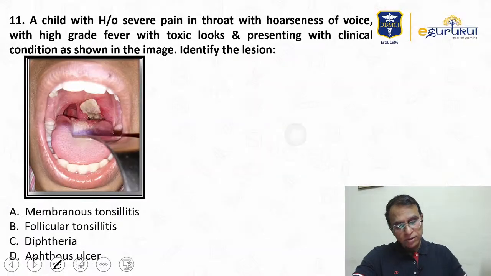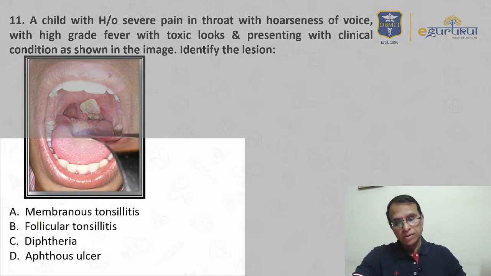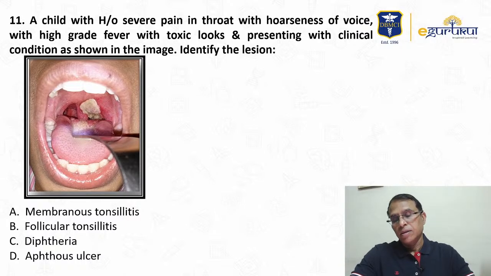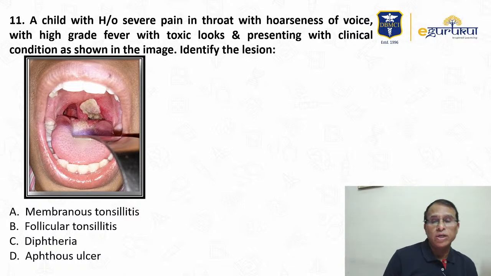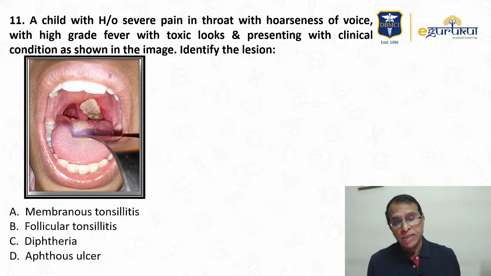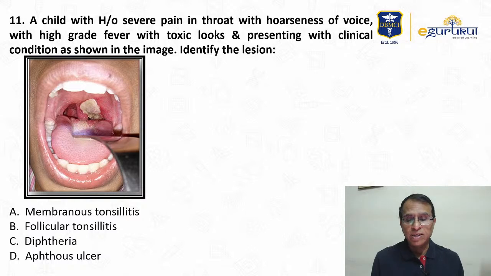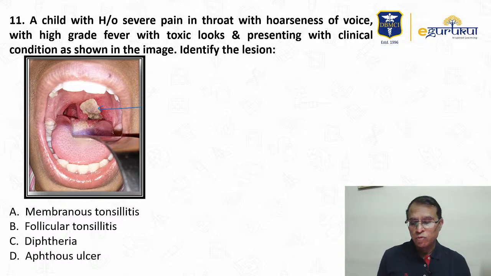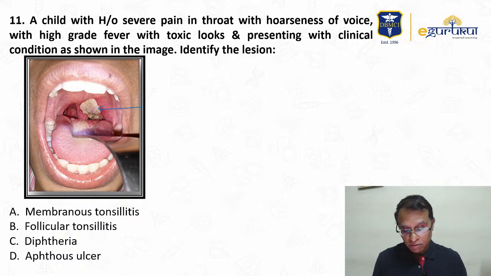A child with a history of severe pain in the throat, with hoarseness of voice, with high grade fever and toxic look, presented with the clinical condition as shown in the image. Likely diagnosis? You can see the image there. You can see the oropharynx and there is a membrane here. The membrane is thick, with quite well defined margins. Is it membranous tonsillitis, follicular tonsillitis, diphtheria or aphthous ulcer?